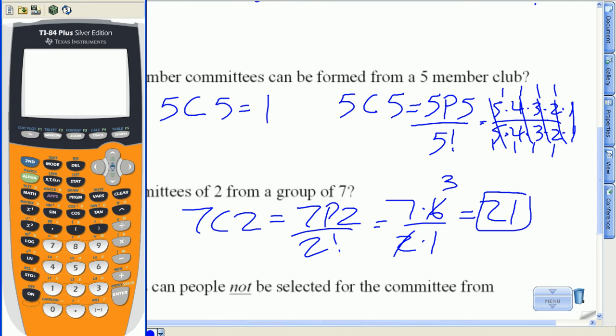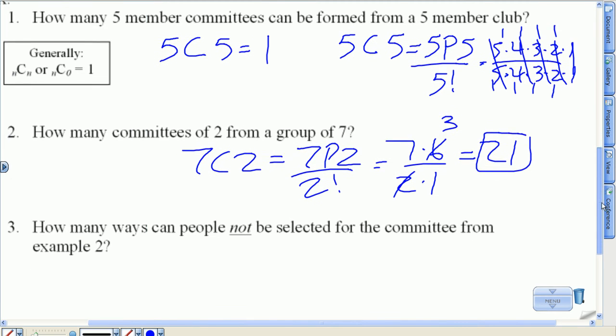We type in 7. We hit the math button. We arrow over to the PRB tab, and you'll notice that nCr is the third thing in the list. We get that 7 nCr to appear on our screen, enter the number 2, and there's your answer, 21.